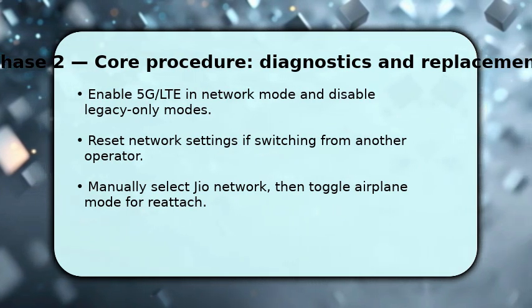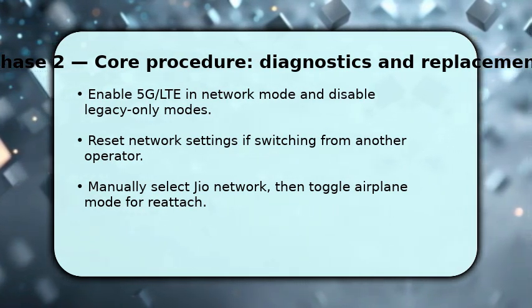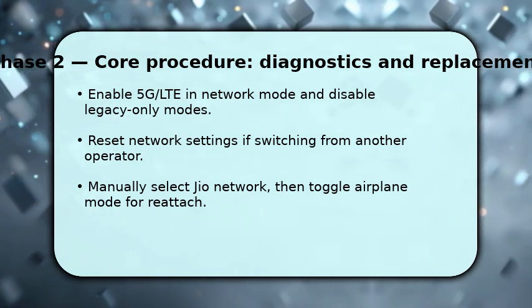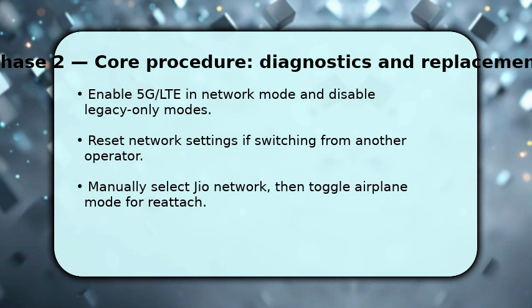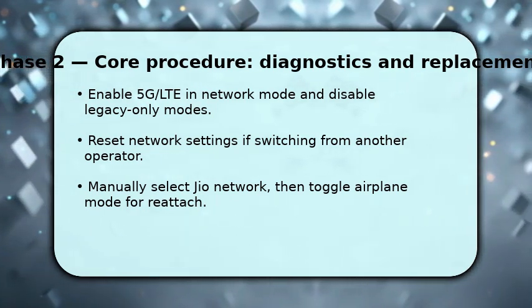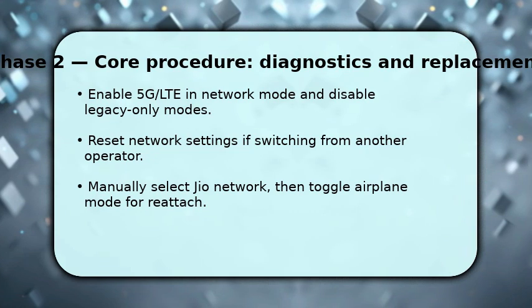Then manually select the Jio network, save it, and toggle airplane mode to force a fresh registration. This forces the phone to request the 5G profile. Also verify APN matches Jio's default values so data routing is correct.